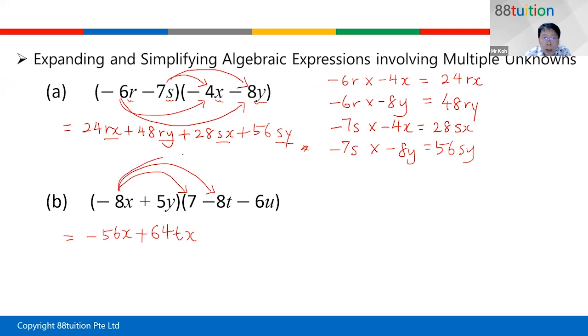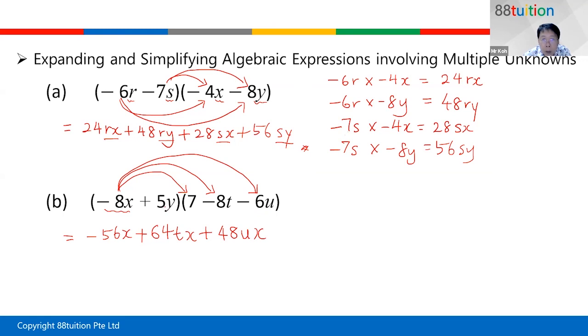Now the first one multiplied by the third one. Minus 8x times minus 6u. What do you get? 48xu. Plus 48. Either you put xu or ux, so you arrange according to alphabetical order: U, V, W, X. So U comes first, so you put 48ux. Now we are finished with the first term.